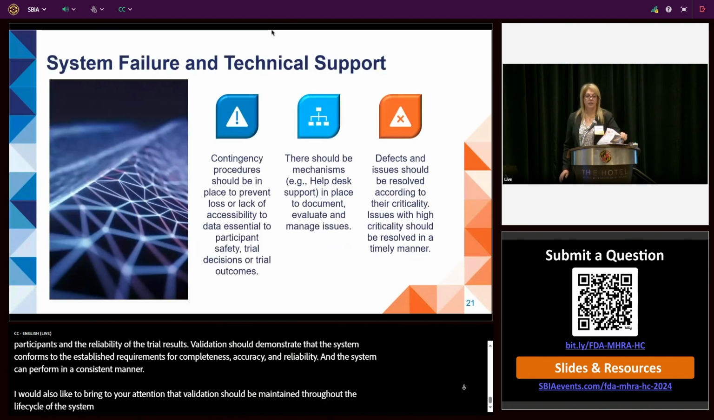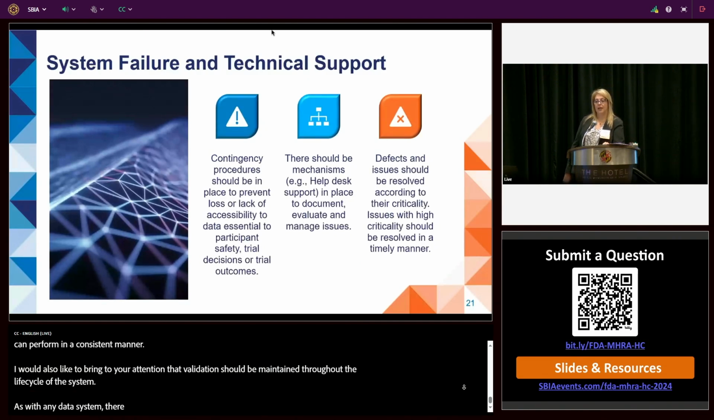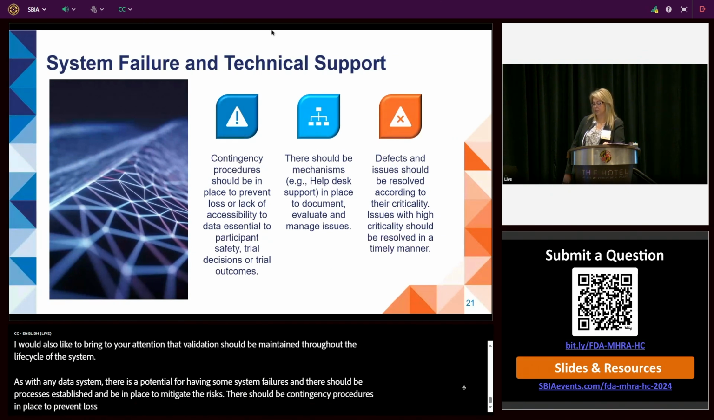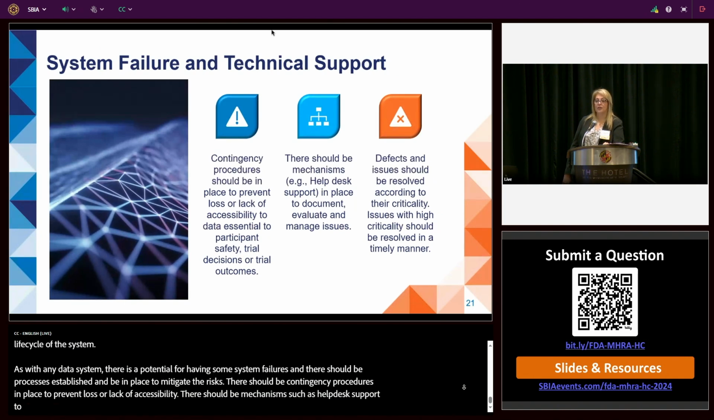As with any data system, there's a potential for having some system failures. There should be processes established and in place to mitigate the risk. There should be contingency procedures in place to prevent loss or lack of accessibility. There should be mechanisms such as help desk support in place to document, evaluate, and manage issues, and to have continuous risk assessment throughout the study.